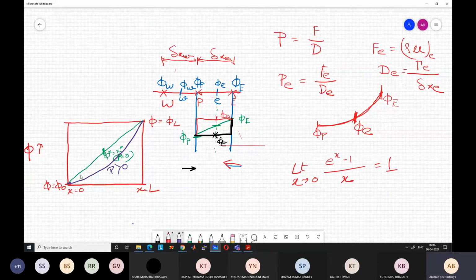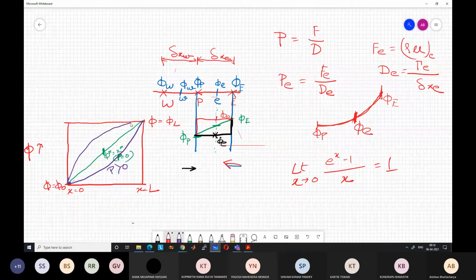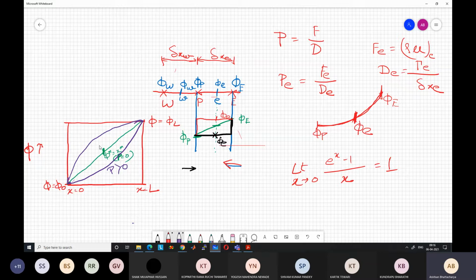In this case, it should look something like this. So slope is initially positive, and then it should meet here. Slope is initially positive. It remains positive, but the slope decreases. So rate of change of slope is negative. This is for p less than 0.